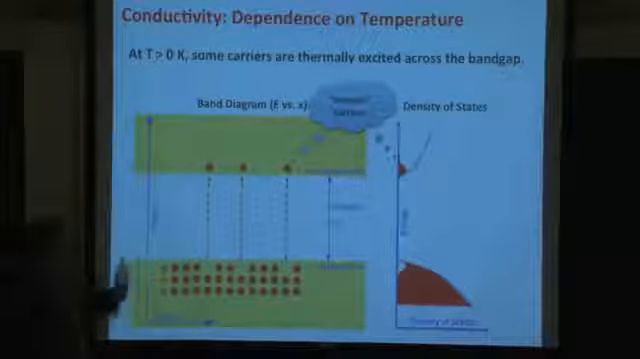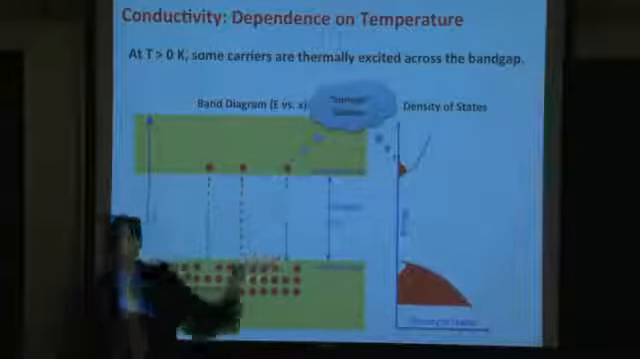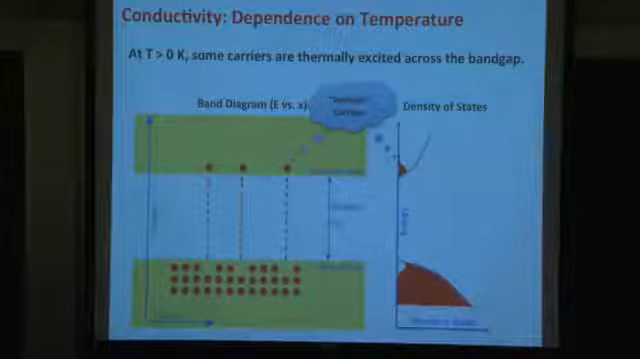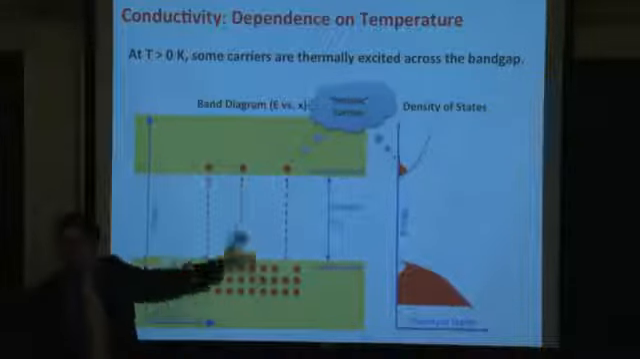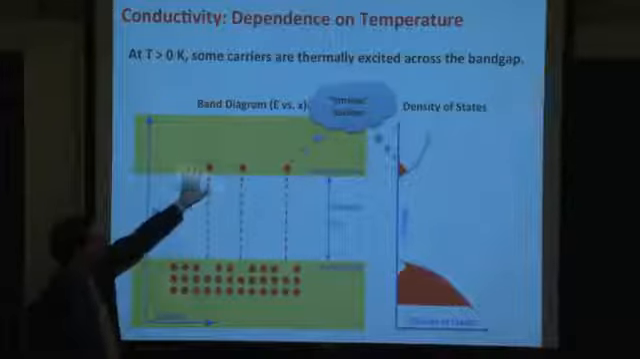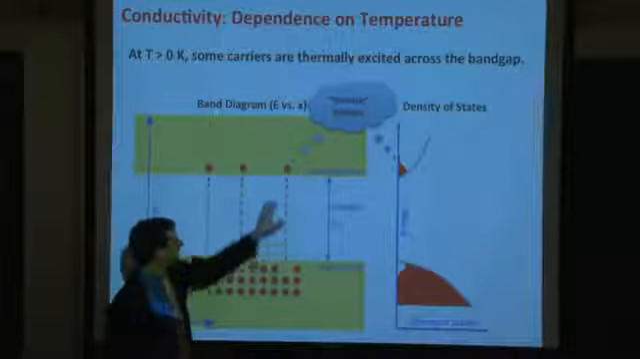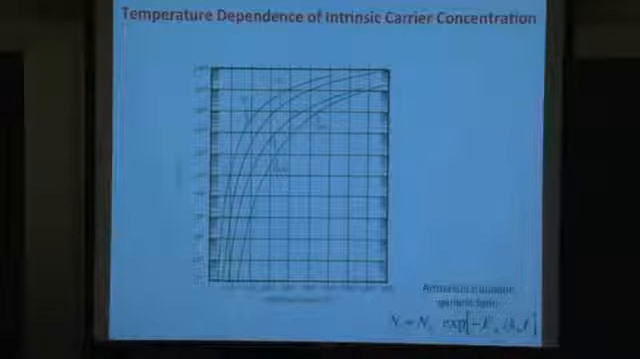And these carriers we'll call intrinsic carriers because they're not added by dopants. We're not adding anything to the semiconductor to create dopants to generate new carriers. These are intrinsic carriers because they came from the valence band, went up to the conduction band.